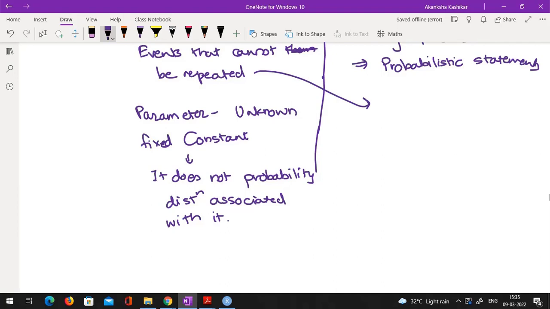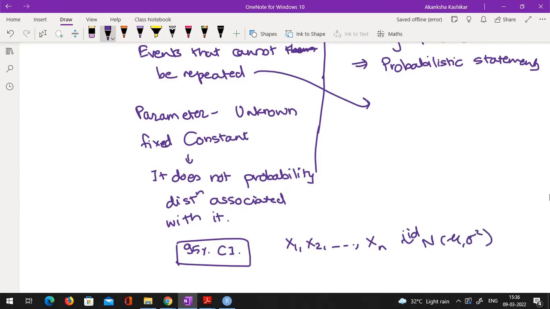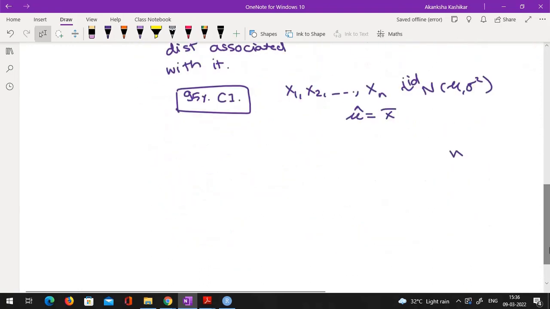See, we have all studied 95% confidence interval, correct? So suppose you have a sample x1, x2, ..., xn coming from normal(mu, sigma square), then you define mu hat as x bar. Okay, I mean univariate setup. Let us assume that sigma is known, or even if you feel it's unknown, still we can do something about it.